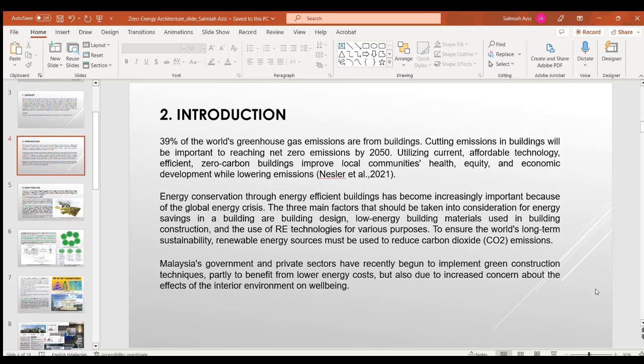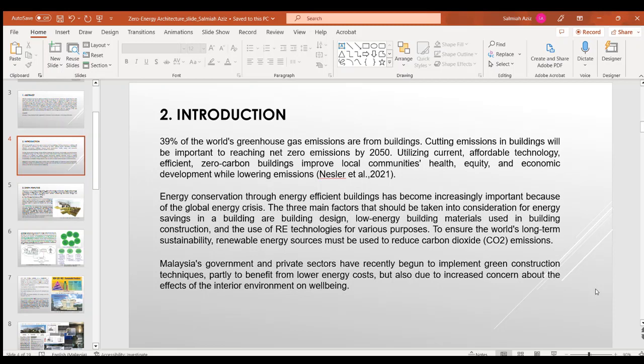This is quoted by Nestle, 2021. Energy conservation through energy efficient buildings has become increasingly important because of the global energy crisis. The three main factors that should be taken into consideration for energy savings in a building are building design, low energy building materials used in building construction, and the use of renewable energy technologies for various purposes.